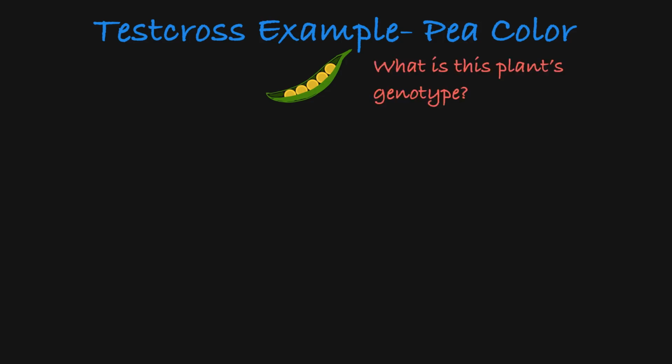So let's say you come across a plant that is producing yellow peas. How do you know what its genotype is? This is where a test cross comes in.